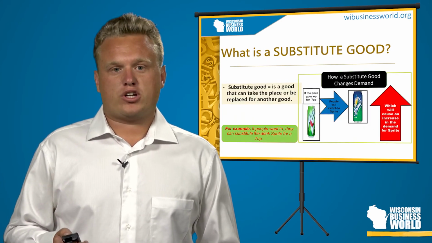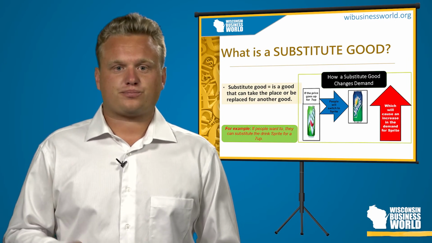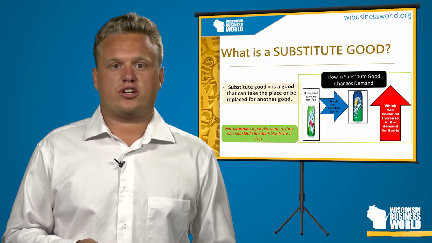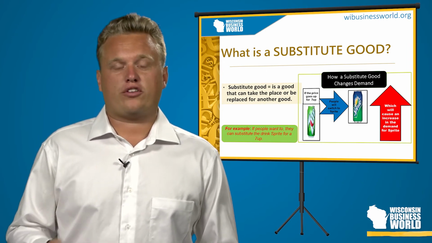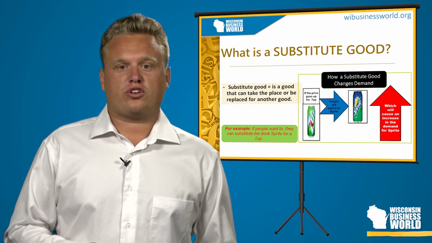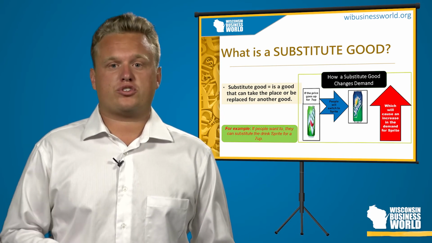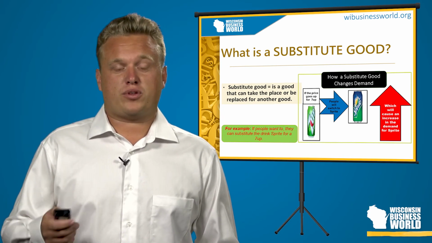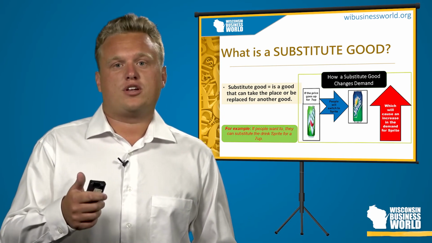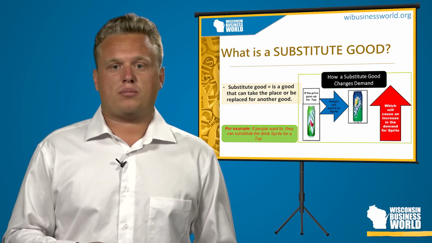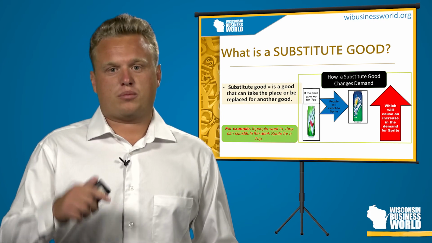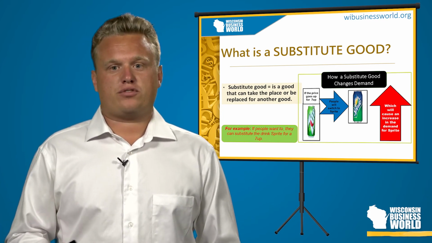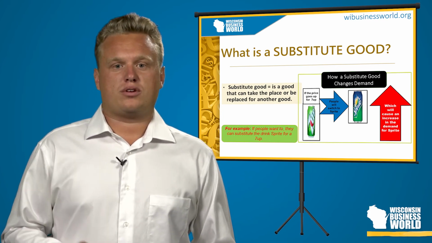Another way that demand can change is a substitute good. So a substitute good is a good that can take the place of or be replaced by another good. So for example, if we look at 7-Up and Sprite, very similar sodas, if the price of 7-Up goes up, people will stop buying 7-Up and return to drinking more Sprite. Thus, the demand for 7-Up goes down, and the demand for Sprite will go up.